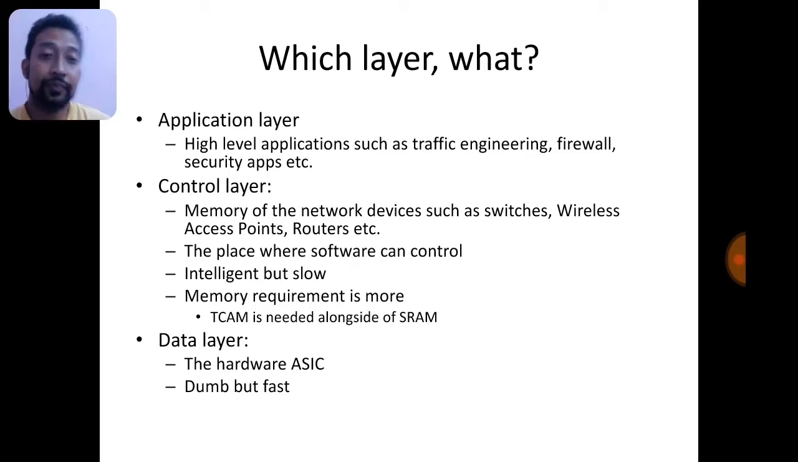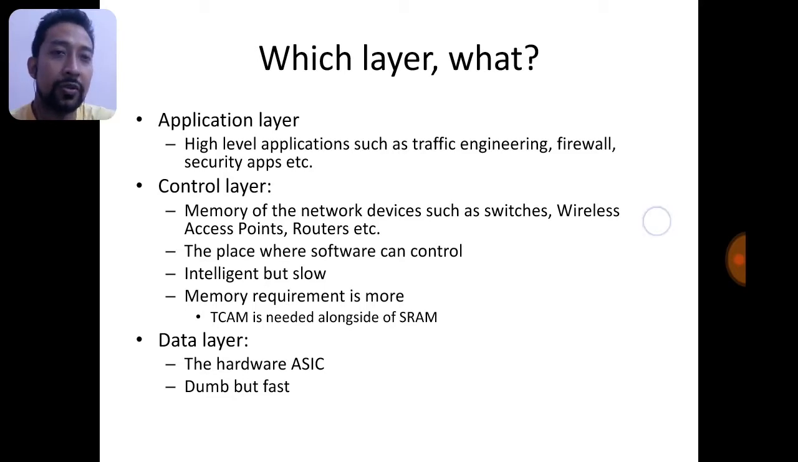The data layer, as we discussed, is the hardware. It only takes care of the forwarding of the packets. So it's basically very fast, but it doesn't have any kind of intelligence. We can say it's dumb, but it is still fast. So you can see that there is a speed mismatch between the control layer and the data layer, which is supposed to be addressed by the SDN APIs, and which is one of the challenges while deploying SDN in large networks.